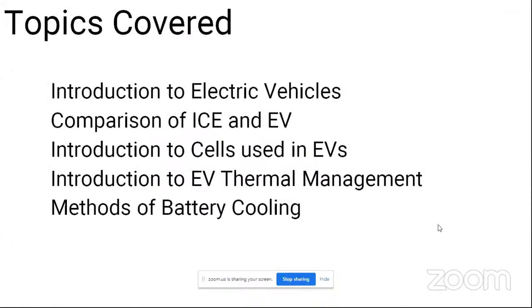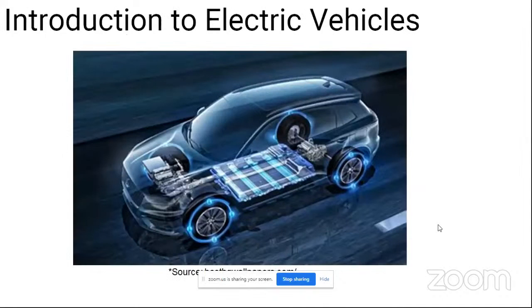What topics will we be covering today? That will be the introduction to electric vehicles, then comparison of IC (internal combustion) engines and electric vehicles, introduction to cells used in electric vehicles, introduction to electric vehicle thermal management, and methods of battery cooling. So these will be the topics we will be covering today.